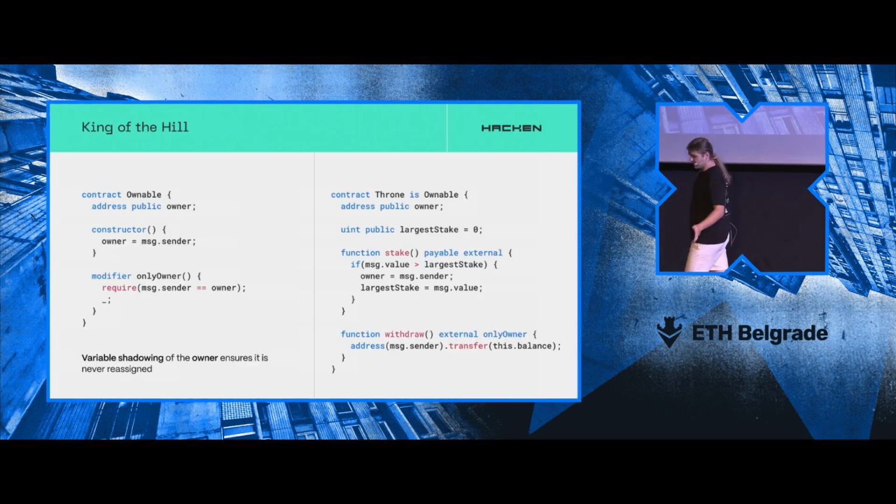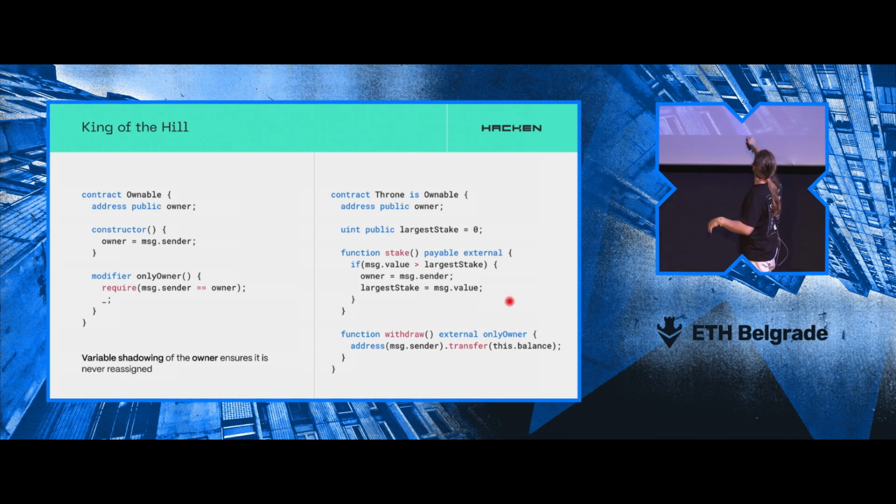The next one is a bit more complex. Don't get scared, though. We have 2 contracts with inheritance. On the left, we have the standard Ownable. You are probably familiar with vaguely how it works. And on the right, we have a Throne. Let's take a short look at the withdrawal function right here. The withdrawal function is external, onlyOwner, and it does the address message.sender transfer thing. So it gives you all the monies, right?